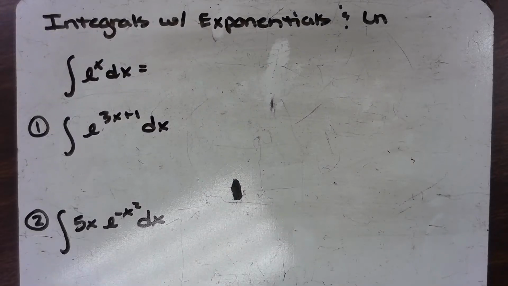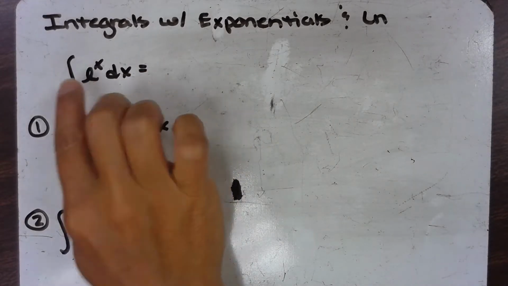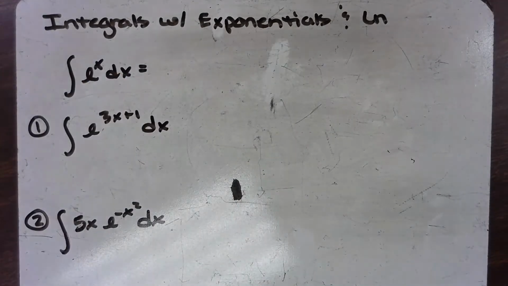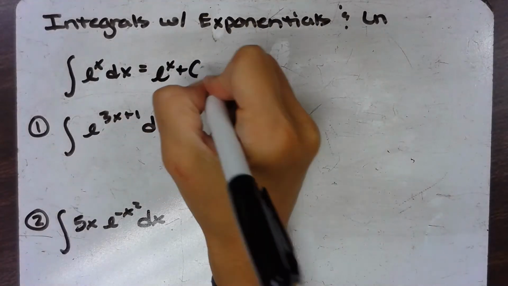Today we're going to take a look at integrals with exponentials and natural logs. Alright, so the first thing is, think about it when we integrate it. Say this is the derivative. What is it beforehand? Well, e to the x isn't too bad. This is going to be e to the x plus c.